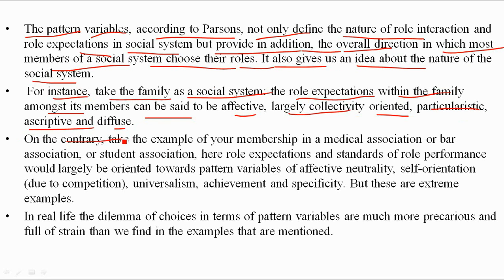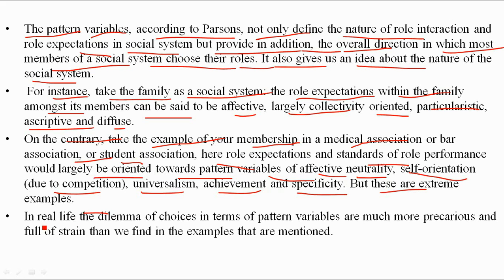On the contrary, take the example of your membership in a medical association or bar association, or we can say student association. Here role expectation and standards of role performance would be largely oriented towards the pattern variables of affective neutrality, self-orientation due to competition, universalism, achievement and specificity. But these are extreme examples. So in real life, the dilemma of choices in terms of pattern variables is much more precarious and full of strain than we find in the examples mentioned above.